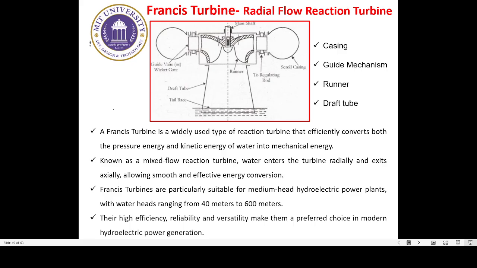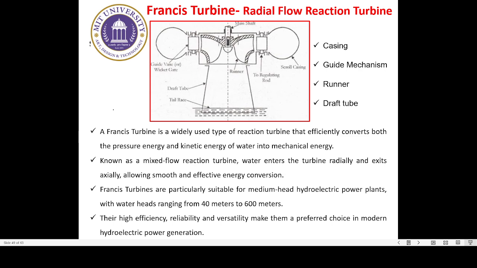One of the important types of reaction turbine is the Francis turbine that one can see here. The Francis turbine is a widely used type of reaction turbine, which helps in the efficient conversion of both pressure and kinetic energy into mechanical energy. The Francis turbine can also be identified as a mixed flow reaction turbine, as we have seen during the classification of turbines. Water enters the turbine radially and leaves axially, thus allowing smooth and effective energy conversion of the water into mechanical energy.